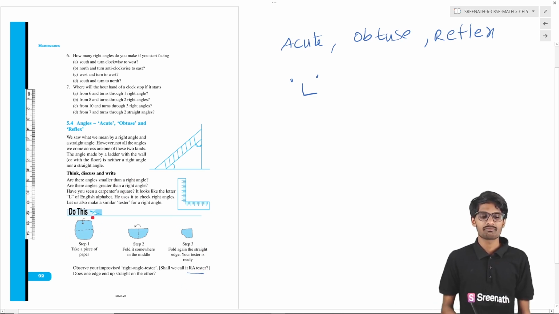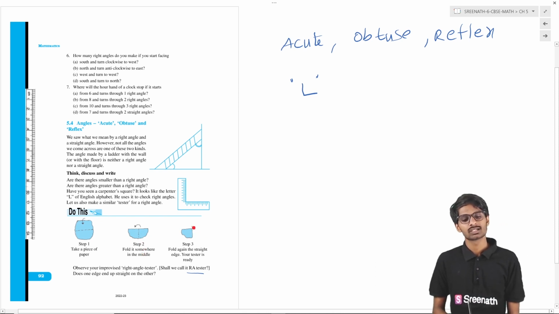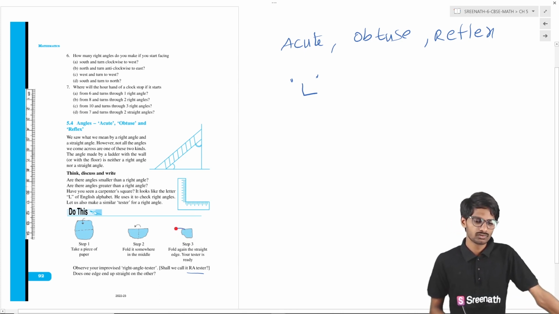So take a piece of paper and fold it like that. After folding it like that, fold it again like that. Finally, the angle between these two edges, these two foldings, along the edges of this paper, is what we say is a right angle.